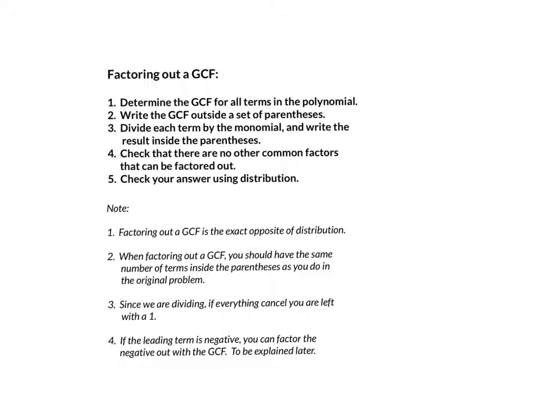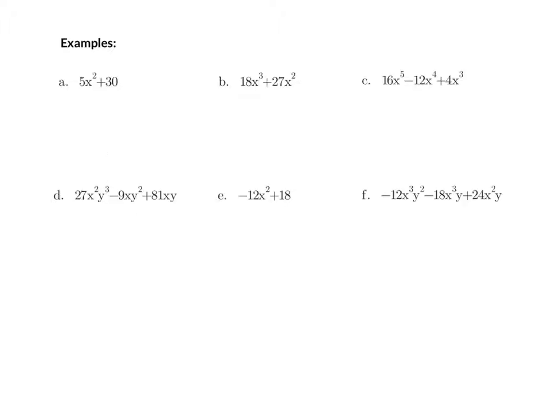Since we are dividing, if everything in a term cancels out, you are left with a 1. Also note, if the leading term is negative, you can factor the negative out with the GCF. We'll explain this in a little bit. So now let's go ahead and apply this to some examples.